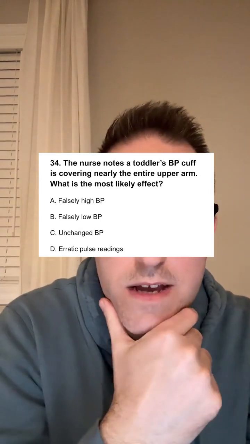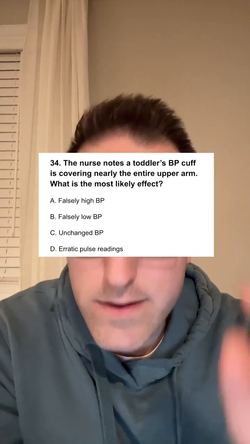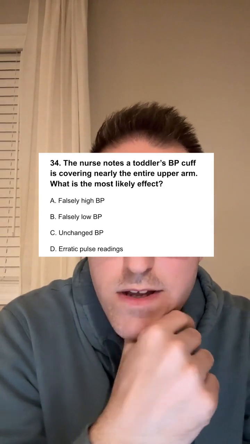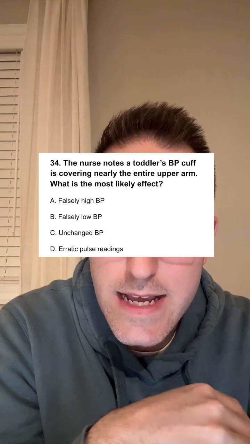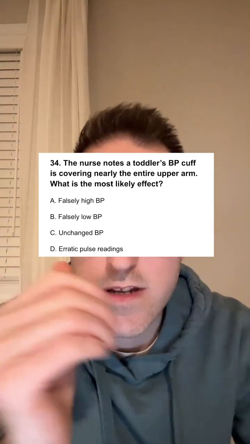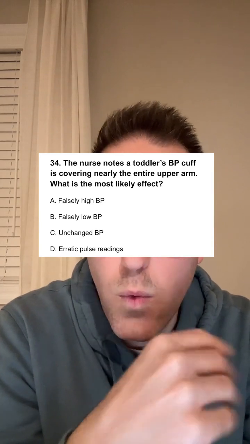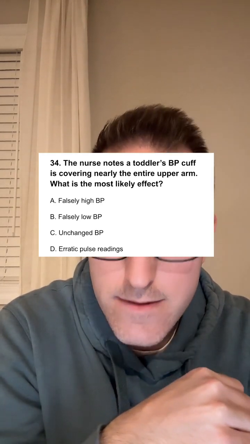The nurse notes that Tyler's BP cuff is covering nearly the entire upper arm. What is the most likely effect?